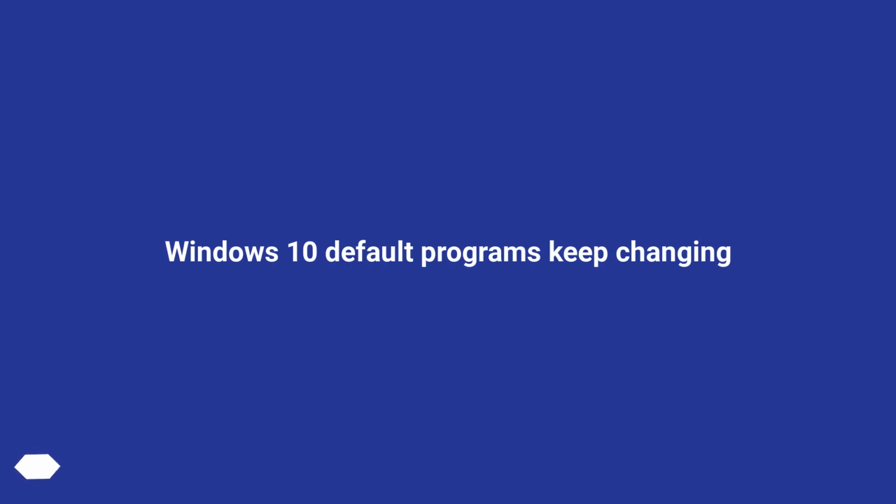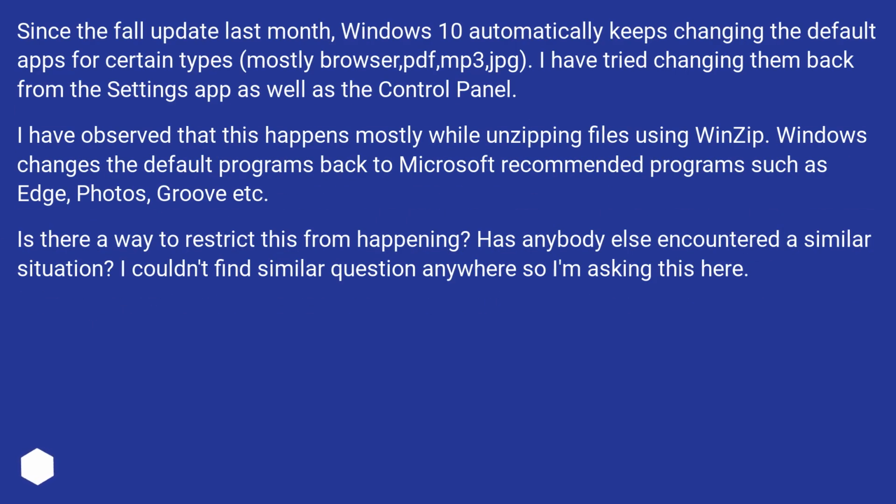Windows 10 default programs keep changing. Since the fall update last month, Windows 10 automatically keeps changing the default apps for certain types, mostly browser, PDF, MP3, JPG. I have tried changing them back from the Settings app as well as the Control Panel.